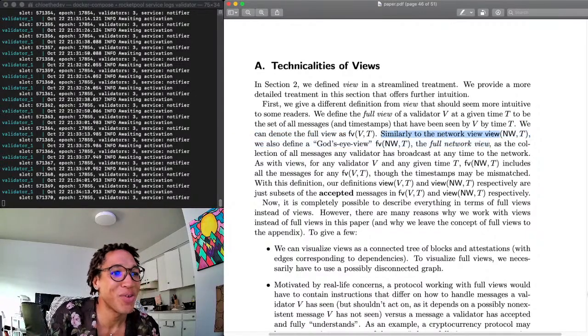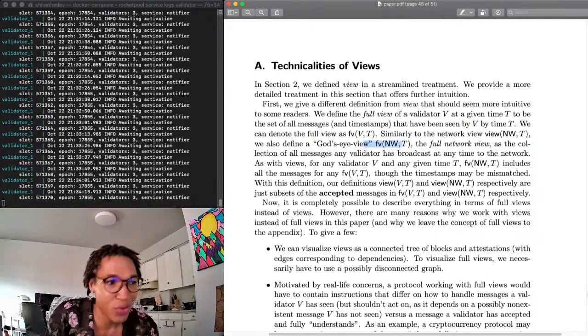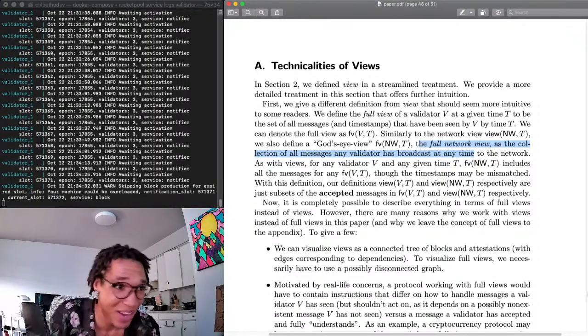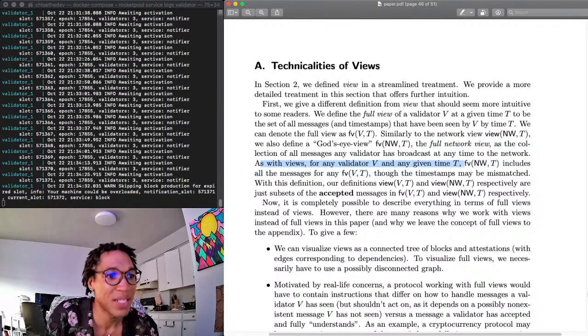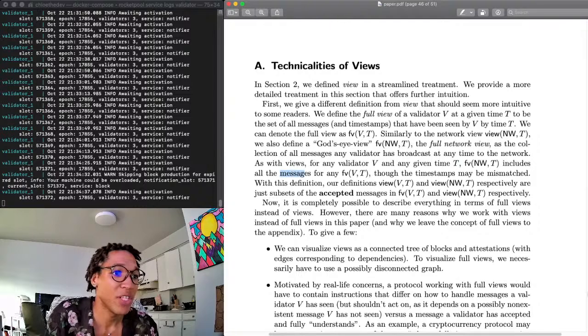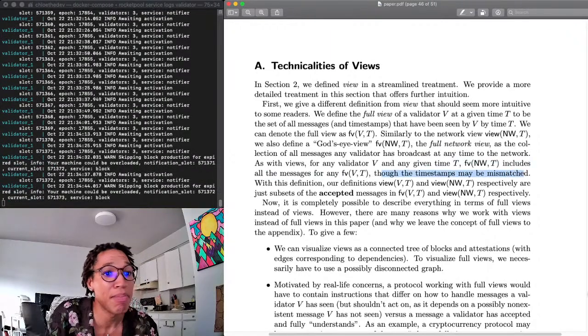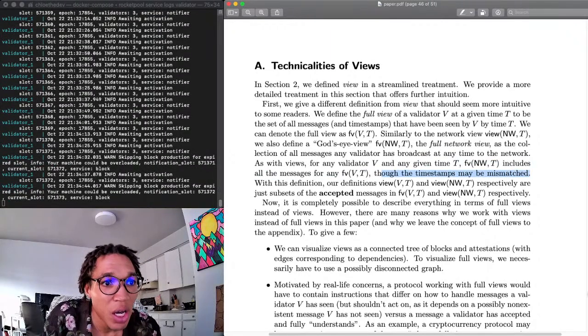Similarly to the network view, we can also define a God's eye view, which is the full view of the network at a certain time. The full network view is the collection of all messages any validator has broadcast at any time in the network. As with views, for any validator v at any given time t, this full view includes all the messages for any full view of a validator at any time, though the timestamps may be mismatched.